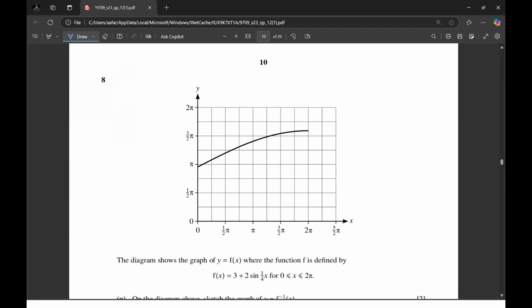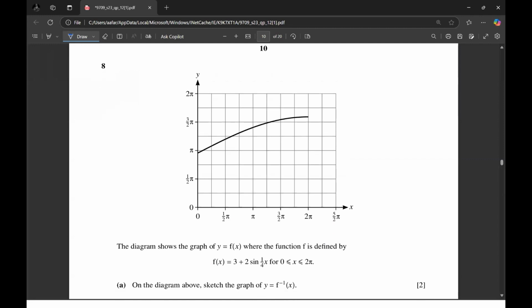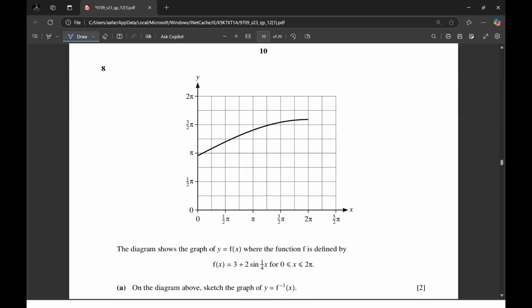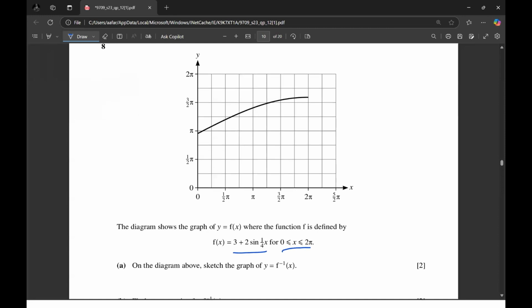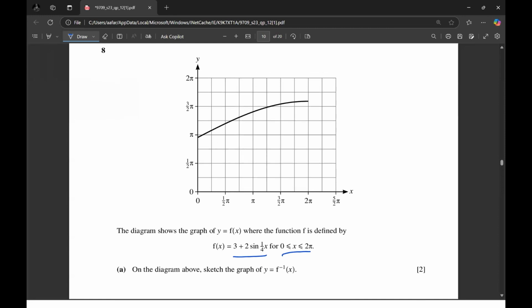Okay, so the diagram shows the graph of y is equal to f of x, where the function f is defined by 3 plus 2 sine of x over 4, for the domain. Basically, this is a sine graph. It's a big sine graph. The sine graph is basically something like this. It's a very thick graph.